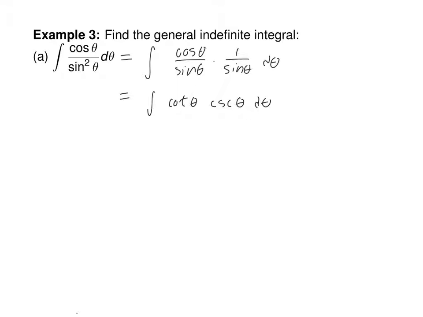So mess with it until you get one of those trig functions you have an antidifferentiation formula for. And the antiderivative of that is just negative cosecant, no squared.